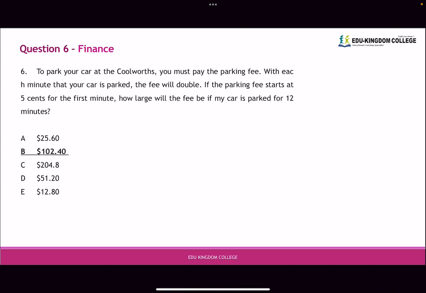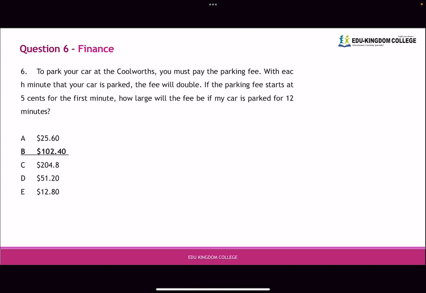So 5 cents for 1 minute. So if you park for 2 minutes, that's going to be 10 cents. So you're not paying the 5 and the 10 cents. You're just paying whatever number of minutes you parked for, and then you multiply by that many minutes.